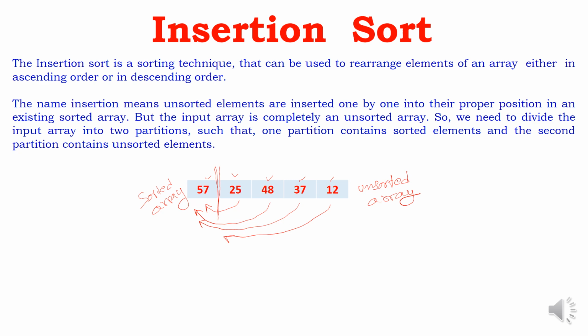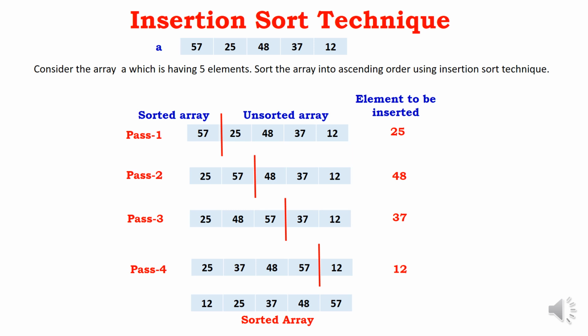Let me explain the procedure of insertion sort pass by pass with an example. In this example, the array contains 5 elements and we are going to rearrange the elements in sorted order using the insertion sort technique. For this, we divide the array into two partitions. As there are 5 elements, the first partition contains 1 element and the second partition contains n minus 1 elements, that is 5 minus 1, 4 elements. In the unsorted array, there are 4 elements, so all these 4 elements need to be inserted into the sorted array: first 25, then 48, then 37, then 12.